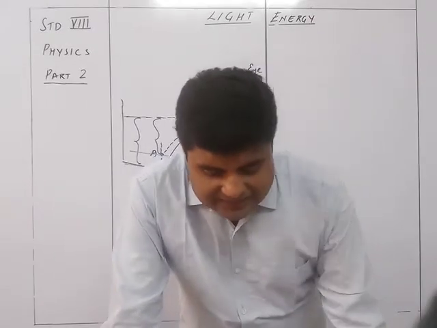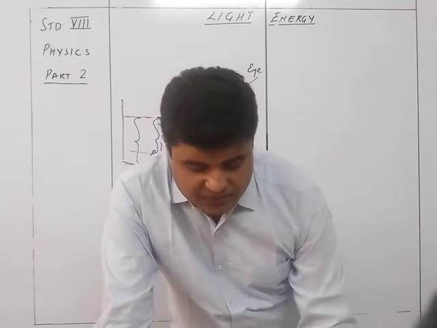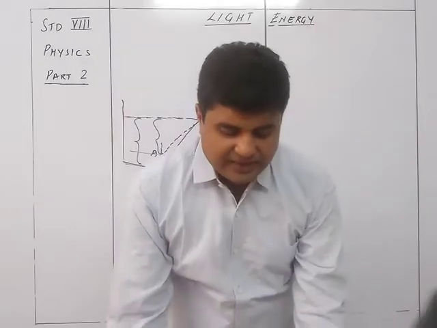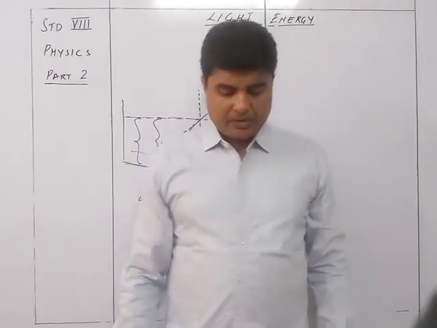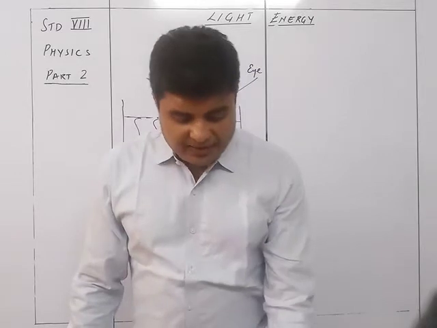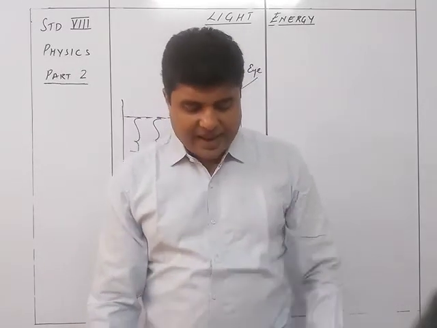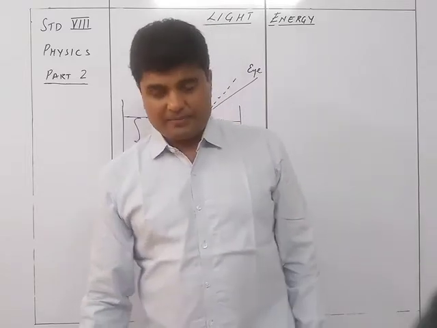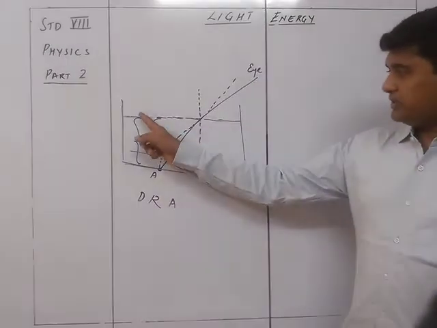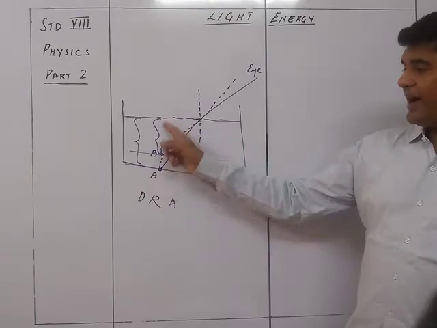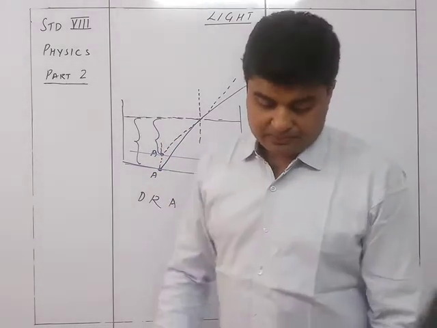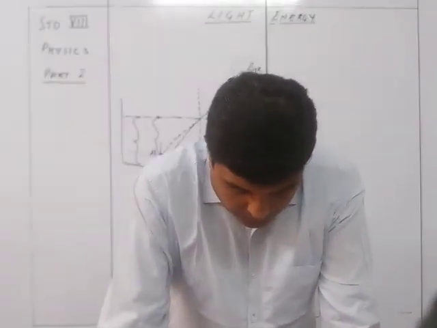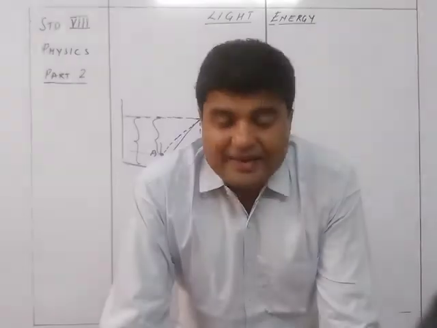So consider a vessel containing water as shown in figure 5.6. Its real depth is OA, but when it is seen obliquely, that is at an angle from air, its depth appears to be AI. Instead of AO, it will be AI. That's what they have given us, which is less than AO.